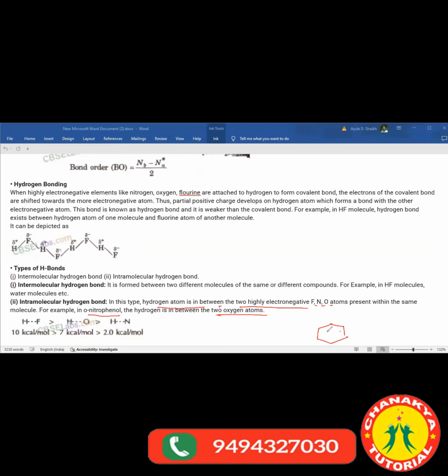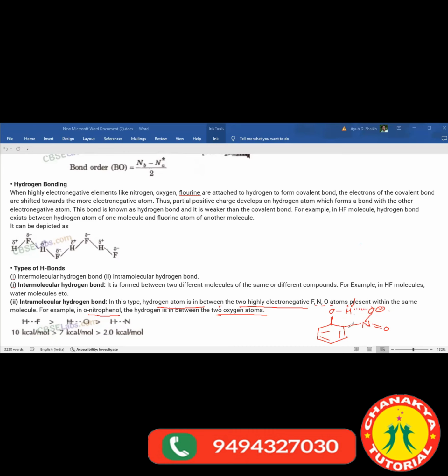This would be, suppose, your benzene. This is phenol, means it will be OH. Nitro group means nitrogen, double bond O. And here O minus. Here it will be O minus. Now it is electronegative, it is electropositive, and there would be the bond in between, right? So it happens within the molecule itself, hydrogen atom in between two electronegative atoms.